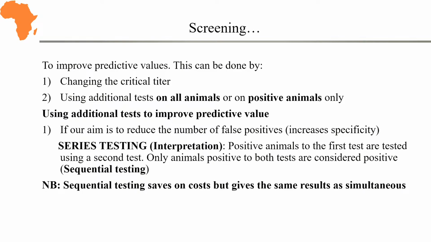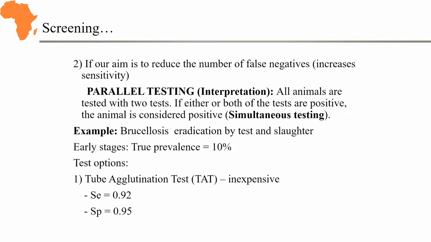Note, on the other side, which is the lower part, if the aim is to reduce the number of false negatives, we increase the sensitivity. So the other one is parallel, simultaneous. Those who are considered positive on one or either test are considered positive. What are we increasing there? When you do a parallel test, what are you increasing?